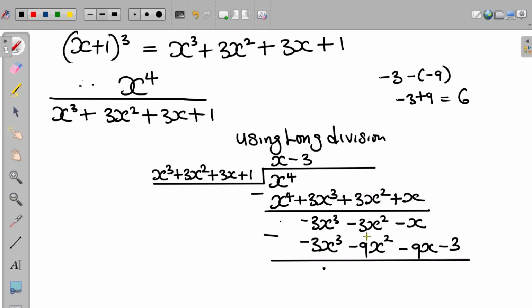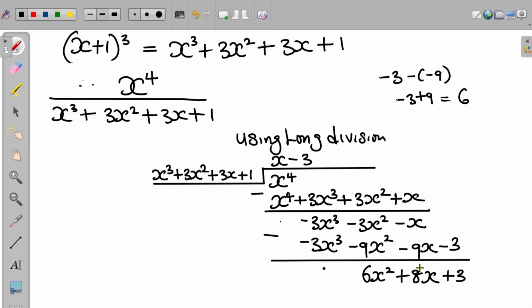So therefore, minus 3x squared minus 9x squared is 6x squared. Also, minus x minus 9x is plus 8x. And here we have plus 3. So at this point, we have been able to reduce the numerator.